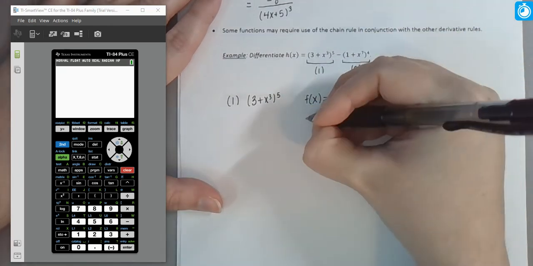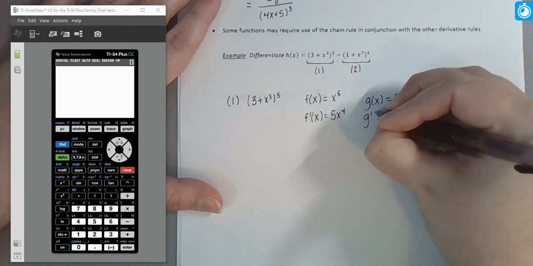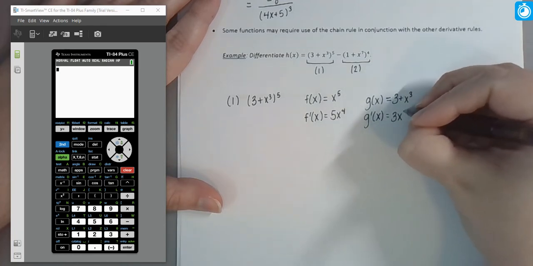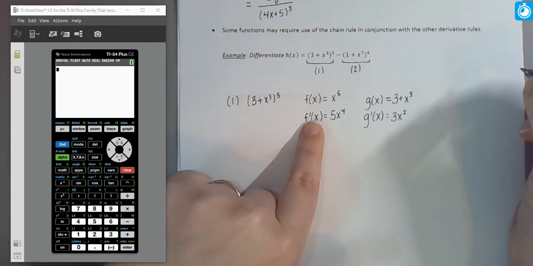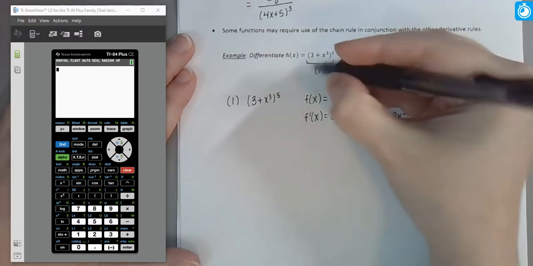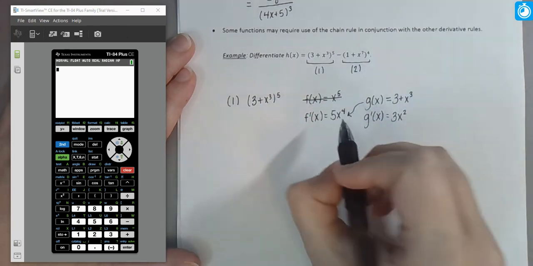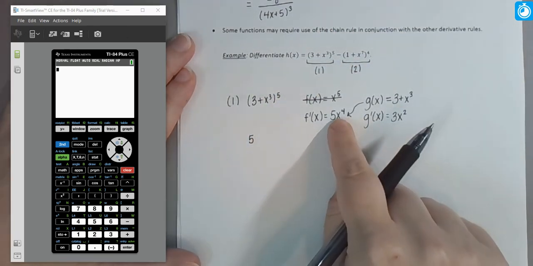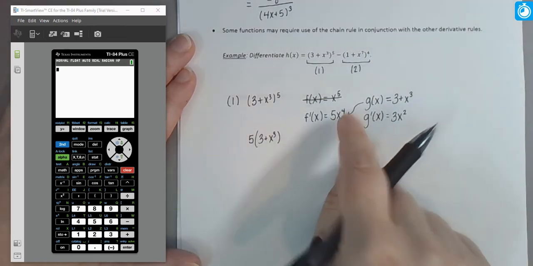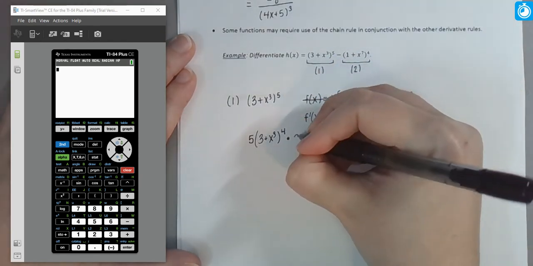Now we need to differentiate these. So f prime of x is going to be 5x to the 4th, and then g prime of x, 3 differentiates to 0, so we differentiate x cubed, and that's going to give us 3x squared. The derivative of the outer function with the inner function plugged in times the derivative of the inner function. So we no longer need this function. So the derivative here is going to be 5 times our inner function, which is 3 plus x cubed raised to the 4th power. All of that multiplied by the derivative of the inner function, which is 3x squared.